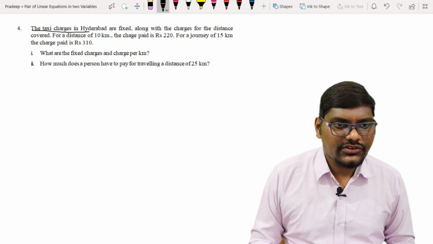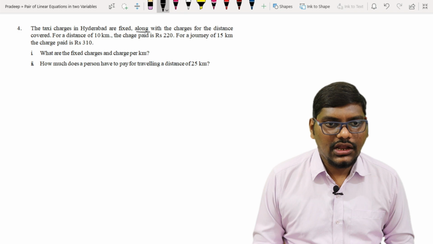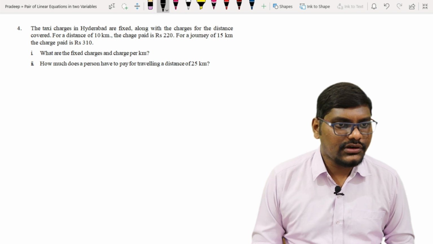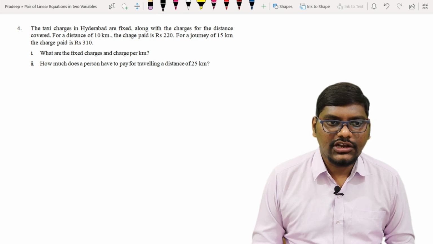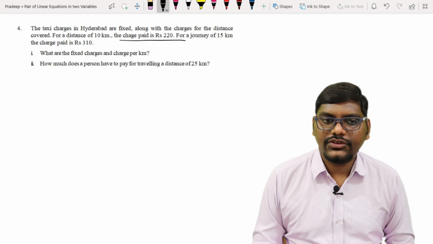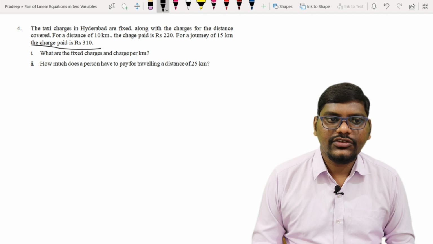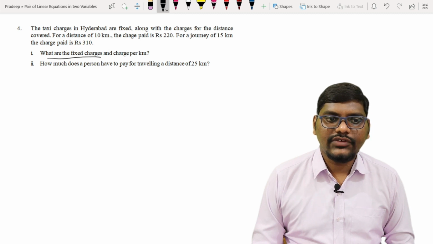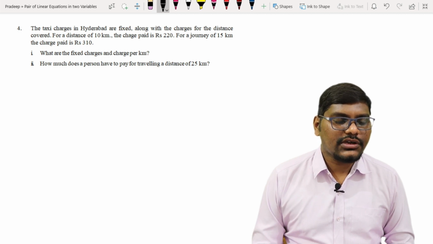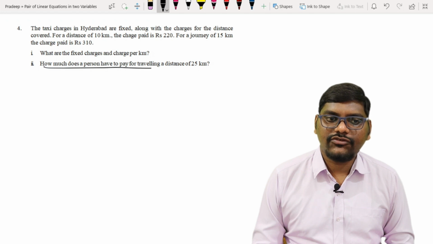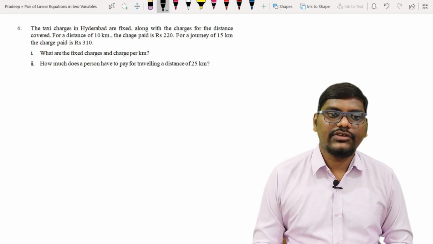The taxi charges in Hyderabad are fixed along with the charges of the distance covered. For a distance of 10 km, the charge paid is rupees 220. For a journey of 15 km, the charge paid is rupees 310. What are the fixed charges and the charge per kilometer? How much does a person have to pay for traveling a distance of 25 kilometers?